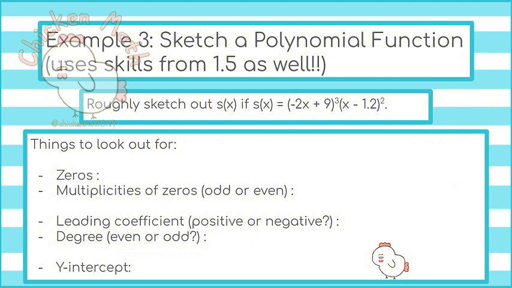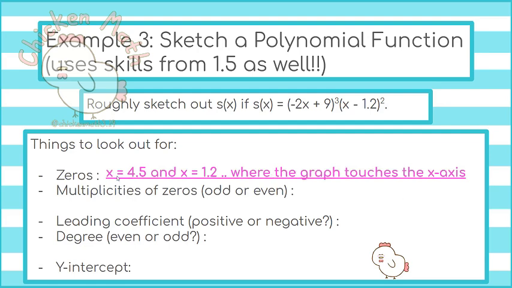So let's first take a look at the zeros of s of x. Well, what values of x would make each binomial be equal to 0? Let's look at this first binomial, negative 2x plus 9. Well, that would just be 9 over 2, because if you plugged in 9 over 2 here, you would get 0. It's a little easier to work with decimals on our graphs, so we're going to say 4.5, just so that later when we graph it out, it'll be a little bit easier. So 4.5 would be one of our zeros, and then our second zero would just be 1.2, because 1.2 minus 1.2 would just be 0.